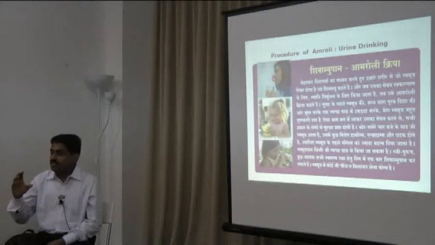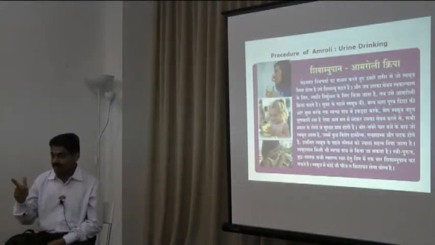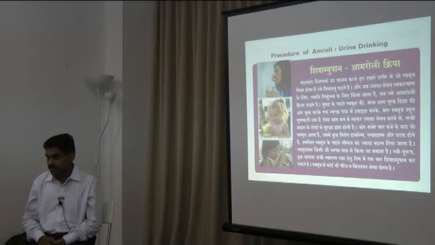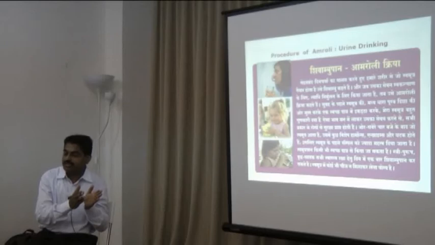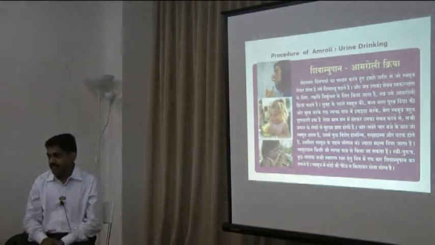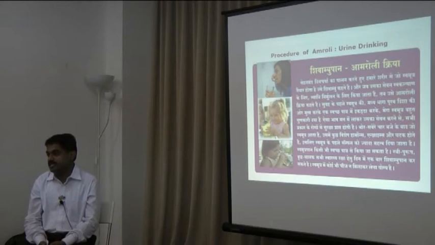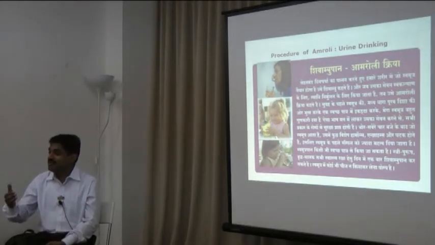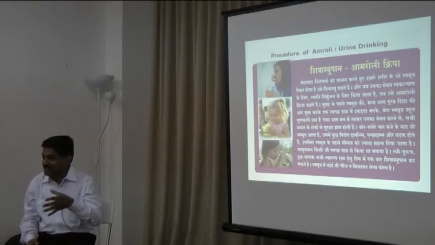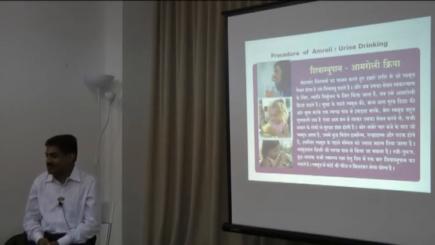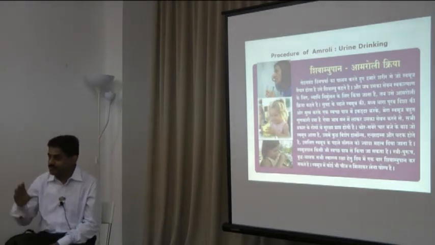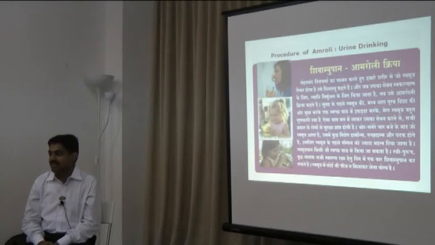For them, we generally say the midstream urine is the best. So how do we collect the midstream urine? The first part of the urine needs to be left out. The last part of the urine is also left out. Midstream urine is collected. But many times what happens? People leave out the first part, much of the last part, and only collect a small amount of urine, and they say, okay, I am drinking the urine. How much urine needs to be taken? The optimal dosage for urine is considered to be 150 to 200 ml. So minimum it needs to be about 200 ml of urine.